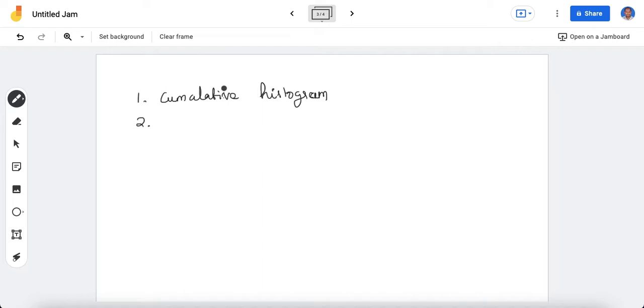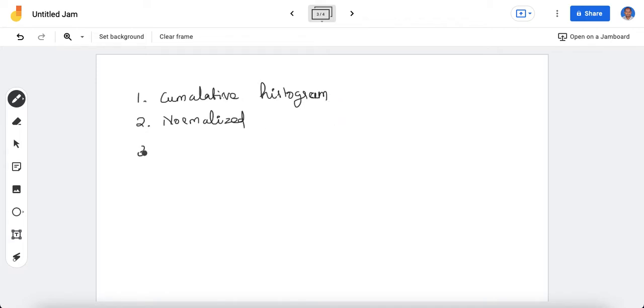Second one, after finding the cumulative, we have to find the normalized value of your histogram. Normalized value in the sense what? The cumulative value should be divided by the total number of pixels.